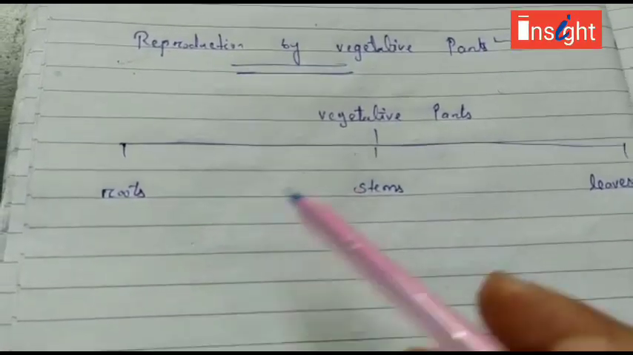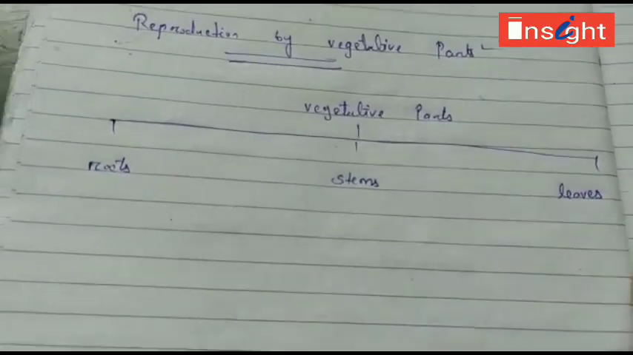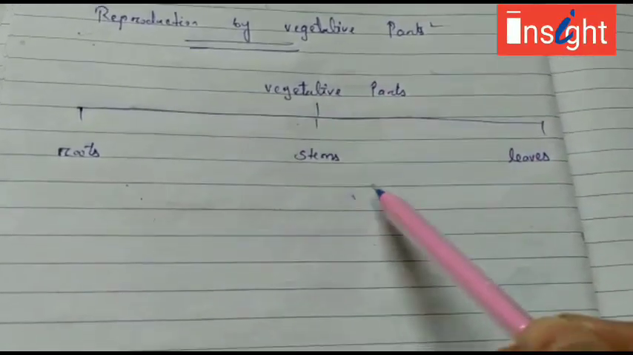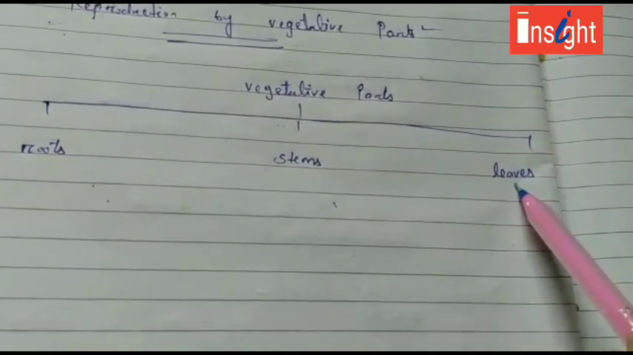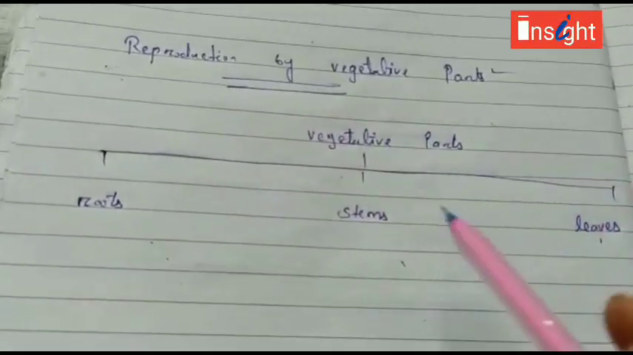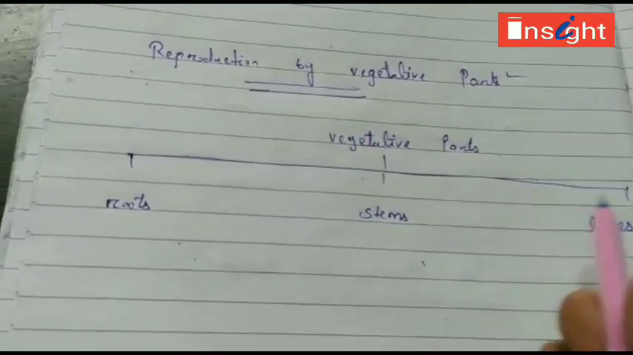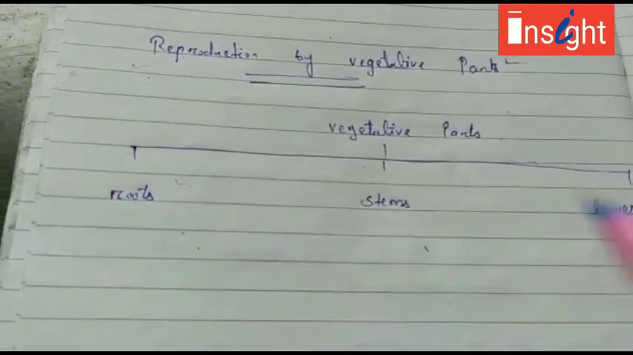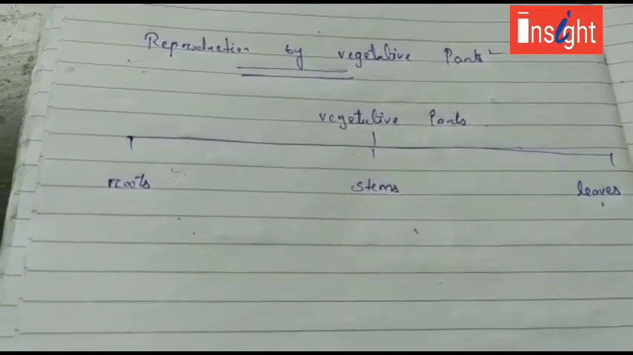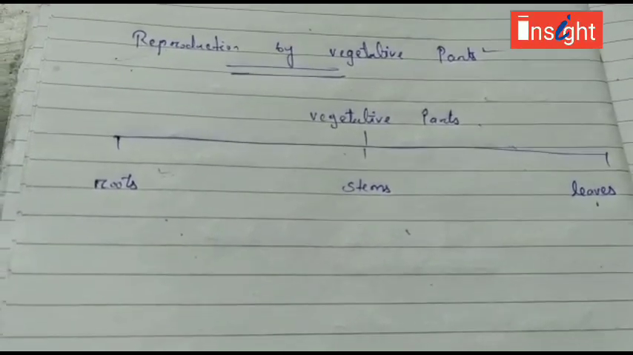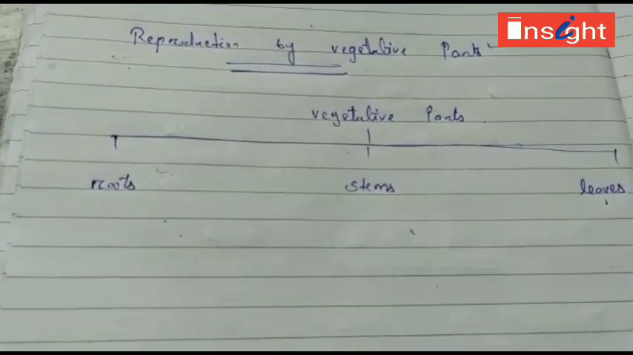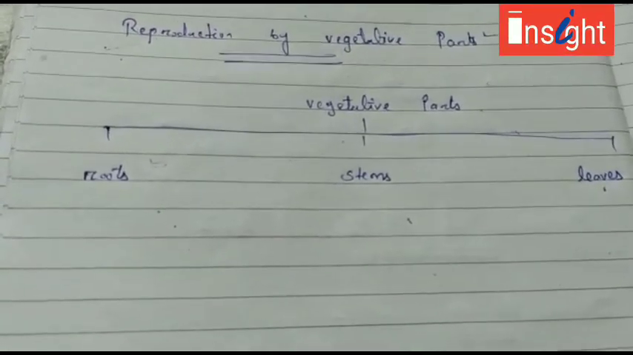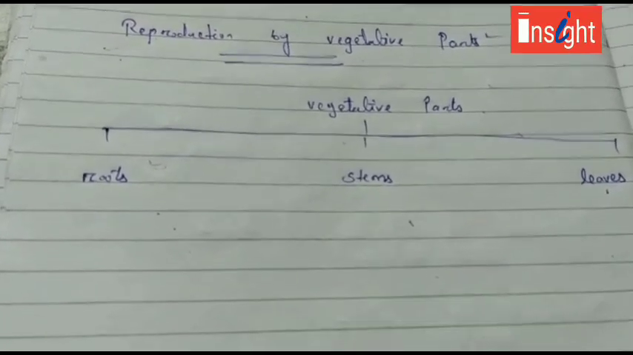In a few plants we use roots as vegetables, stems as vegetables, and leaves as vegetables. All these are collectively known as the vegetative parts. If I take the roots, in plants like dahlia and sweet potato, the roots bear buds. When the roots are planted in the soil, new plants are produced.